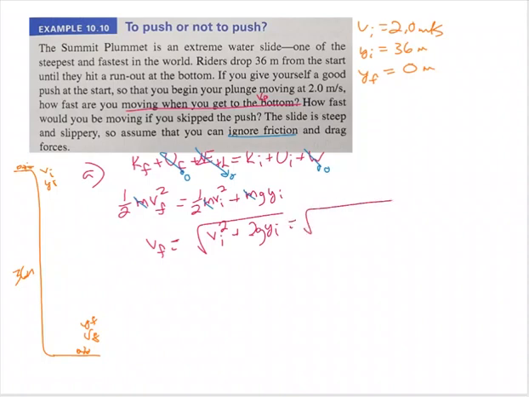Okay, we can totally solve for this. We have the square root of V initial squared, so that's 2 meters per second, squared, plus 2 times 9.8 meters per second squared, and Y initial, 36 meters. That's 26.63. 26.6? Yeah. So we'll call that 27 because it sounds faster.